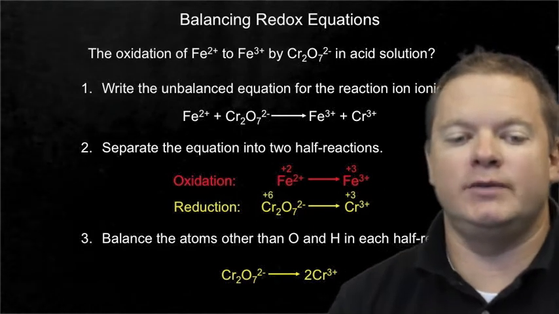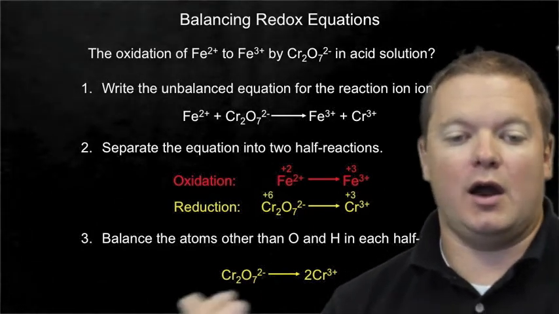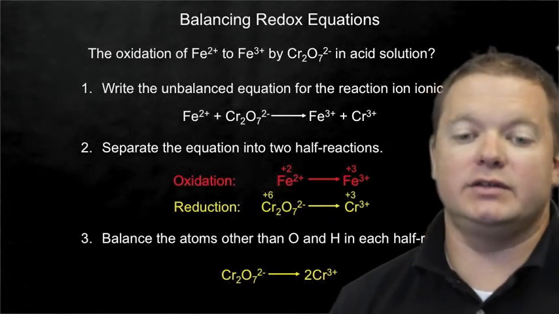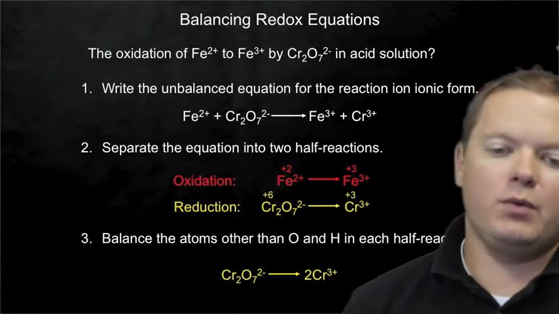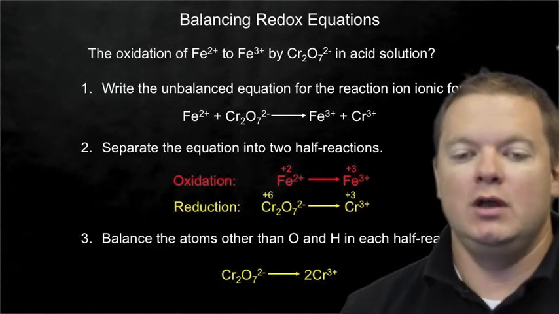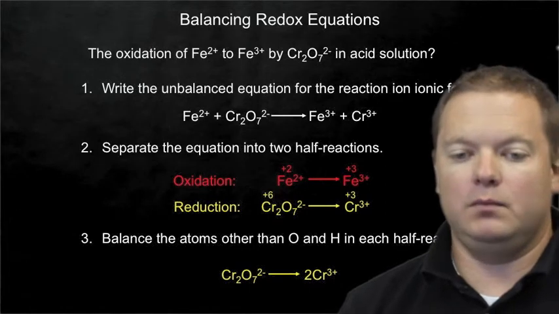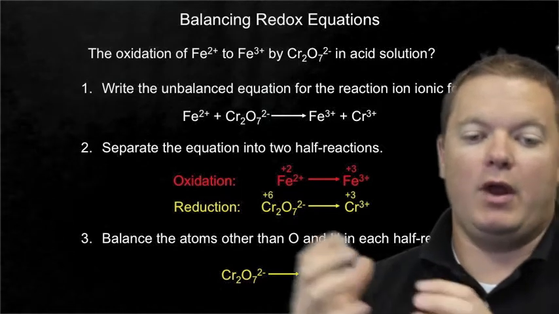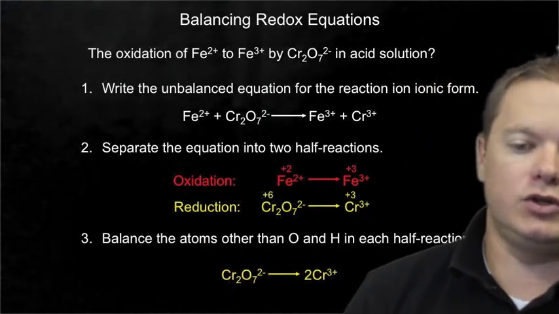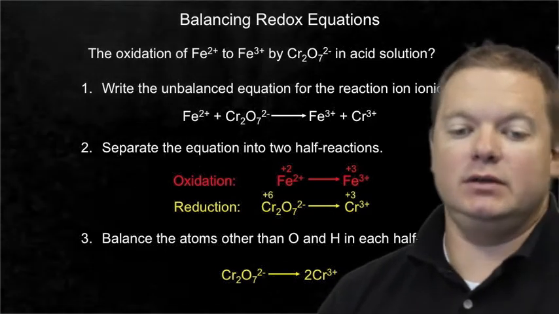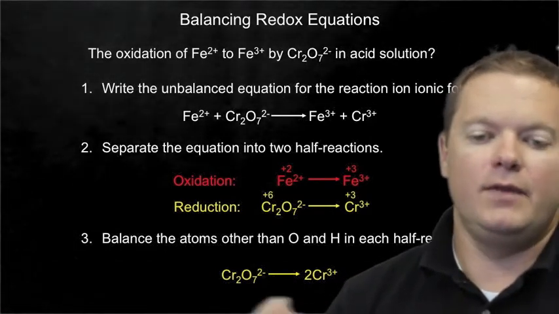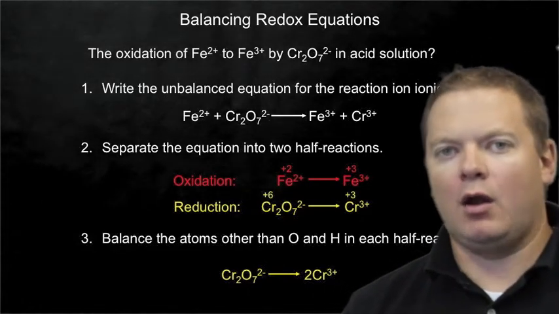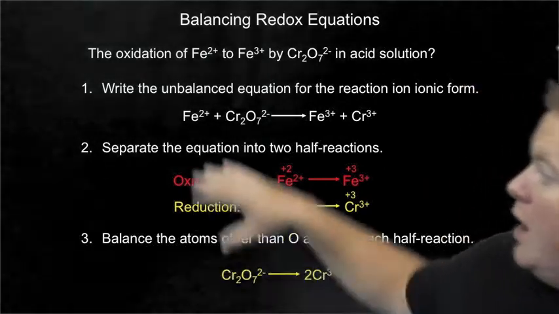So let's look at the oxidation of iron 2 plus to iron 3 plus by the dichromate ion in an acidic solution. Okay? So the first thing we have to do is write an unbalanced equation for the reactions in their ionic form. So we know we're going to take the Fe2+ and react it with the dichromate Cr2O7 2- to give us Fe3+ and the chromium ion Cr3+. Right? So from here, we are then going to break those into their two half reactions.